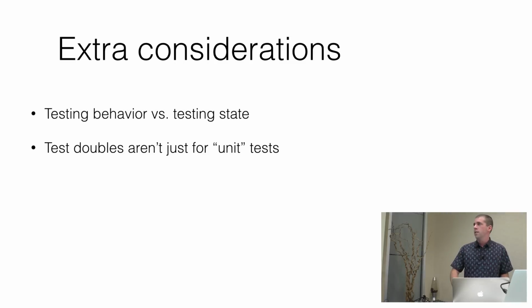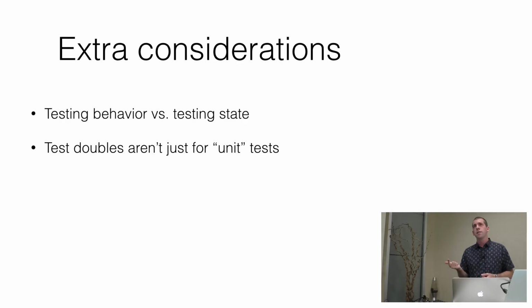Second extra consideration, test doubles aren't just for unit tests. I mentioned this on the title slide. Where I work at American Express, we use Espresso a lot, which is a library for testing your app's UI. So you actually tell it to click on buttons. And we supply lots of doubles for stuff like web services. We use WireMock a lot as a fake web server, although WireMock might be a little bit of a gray area between a stub and a fake.